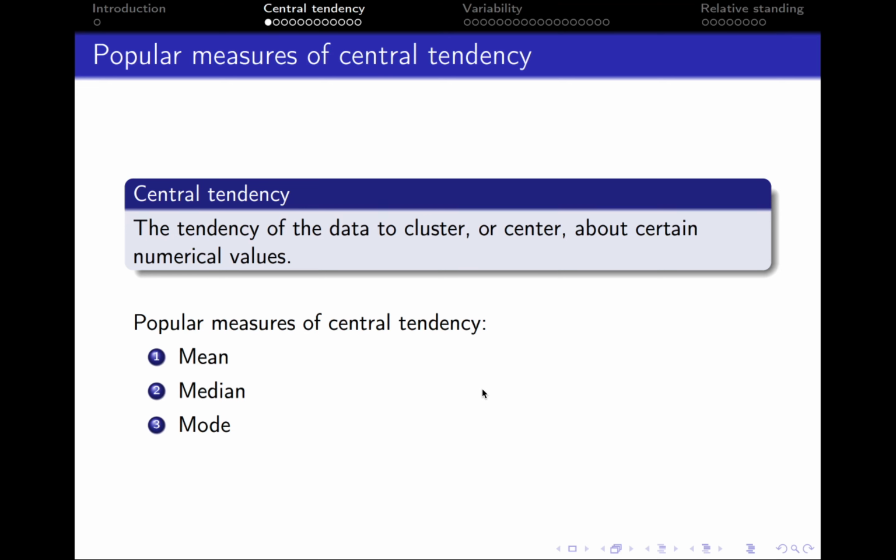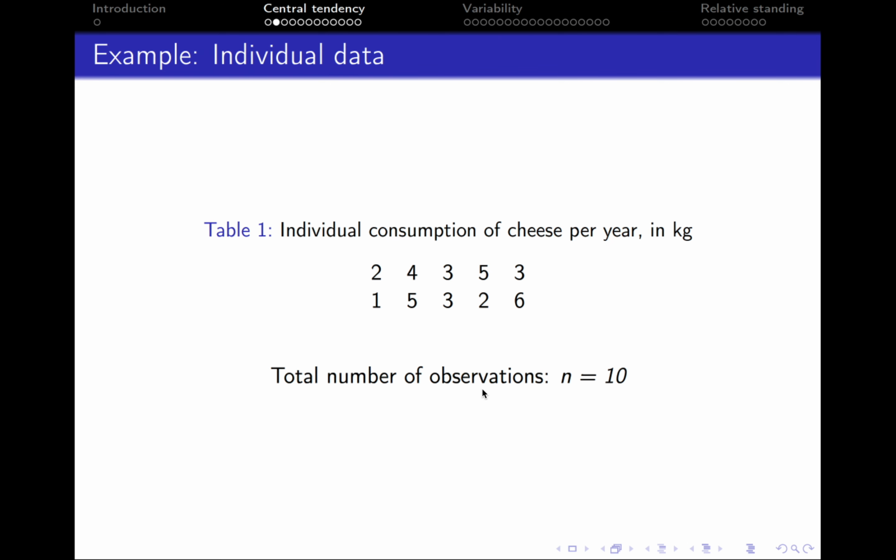So let's start with the first type of measures, which will be the measures of central tendency. Central tendency is the tendency of data, so of numbers, to cluster, or we can also say center, around certain numerical values. And there are three popular measures of central tendency: mean, median, and mode. Let's have a look at each of them one by one, and to analyze them we will use an example.